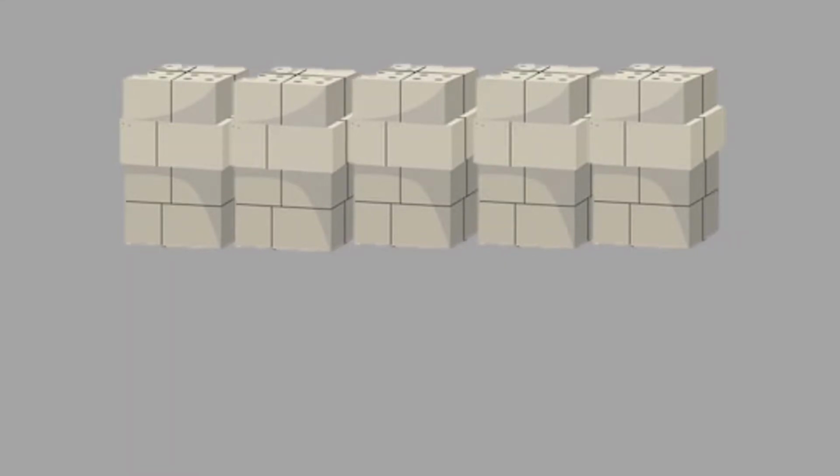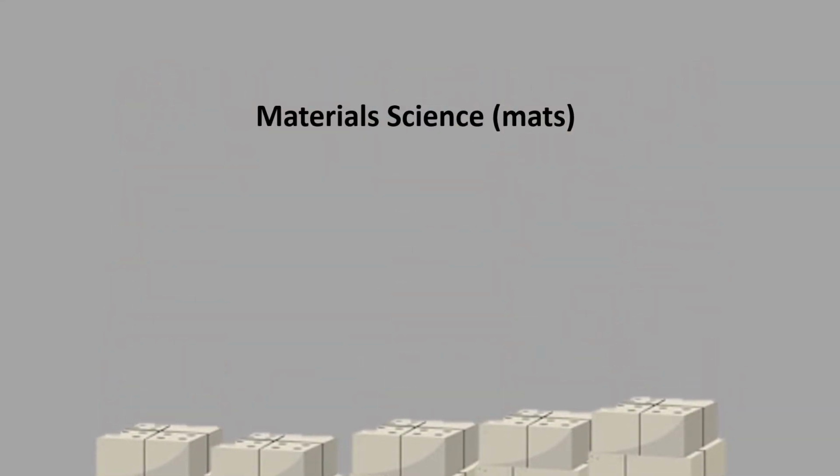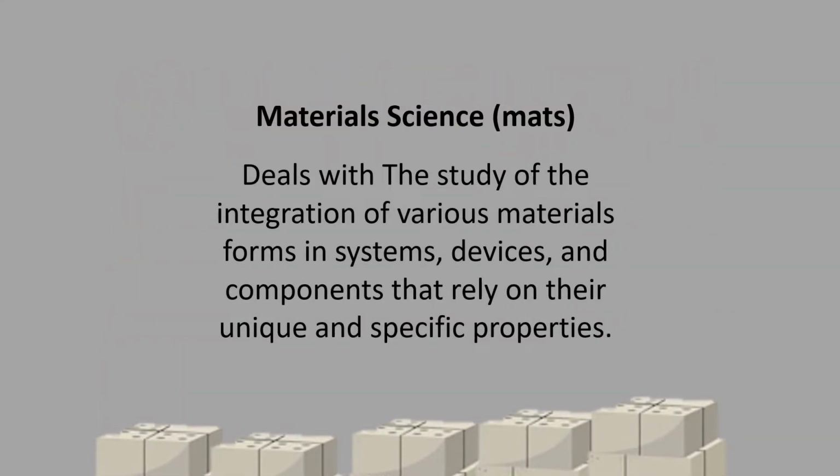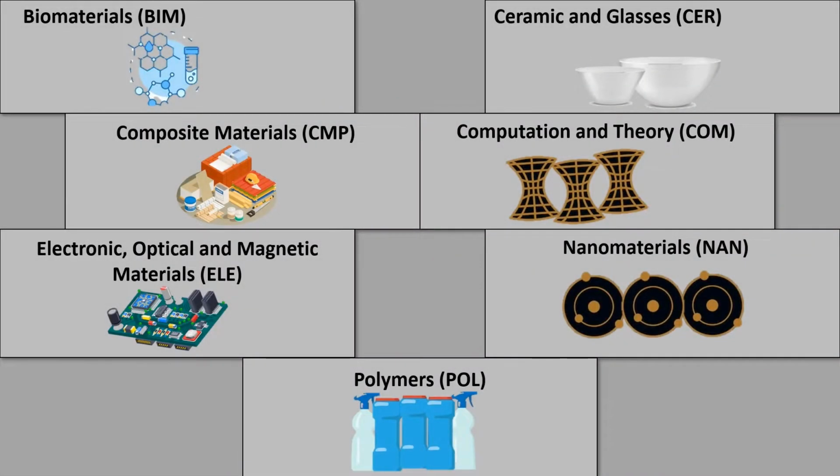The next category will be material science. It deals with the study of the integration of various material forms in systems, devices, and components that rely on their unique and specific properties. It also involves measurements of various properties and characterization of the structures. Here are the subcategories aligned with this section. Example research for this category are bioplastics, papers, and other projects whose product includes physical materials.